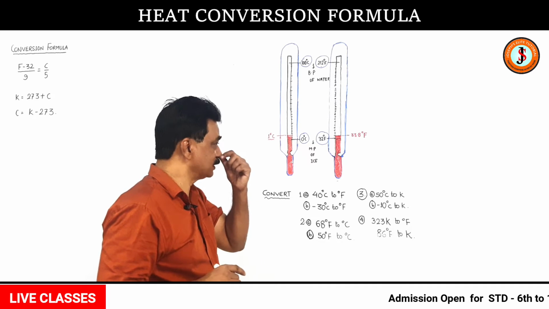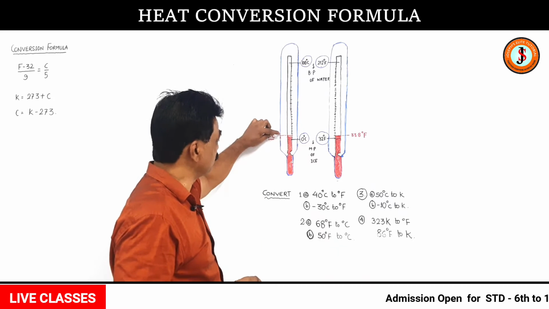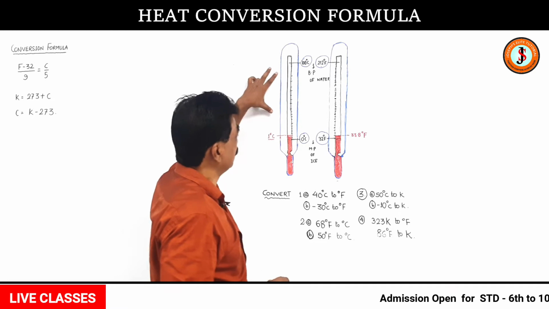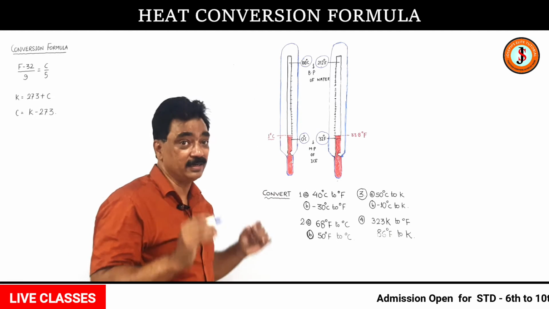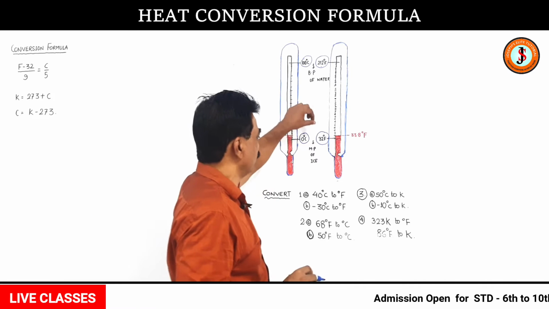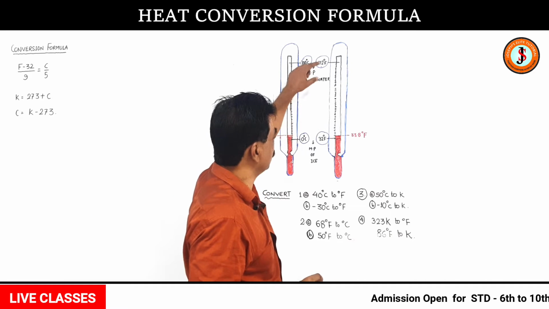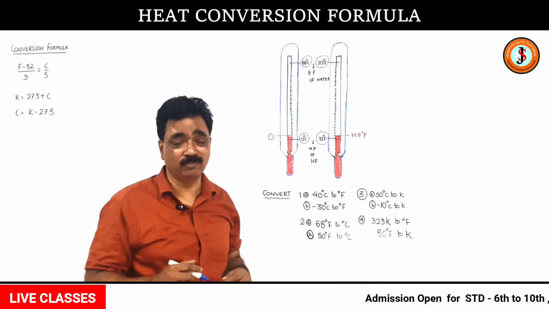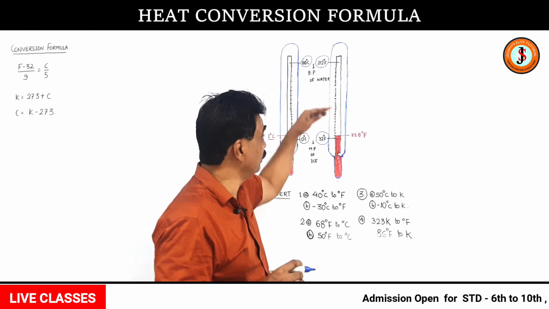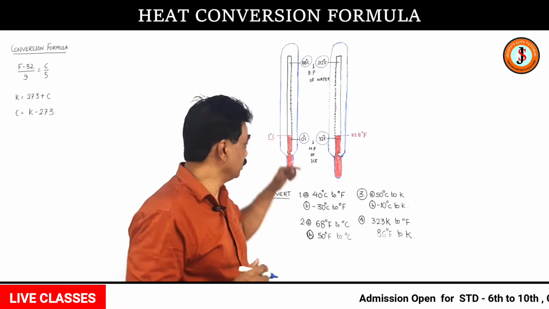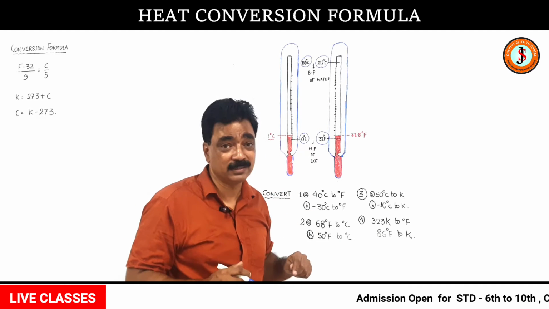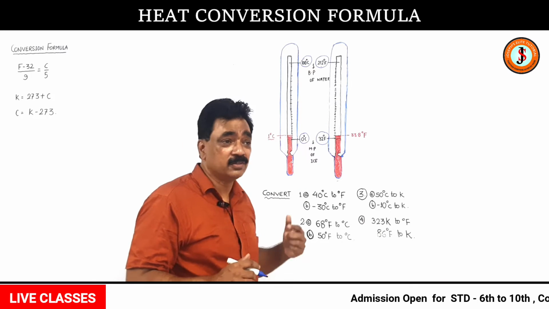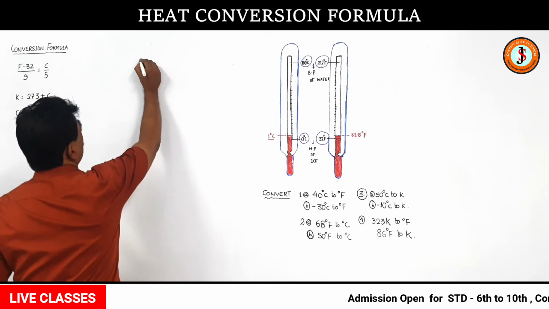Now the next thing: if I check from the melting point of ice to the boiling point of water, there are 100 equal divisions in the centigrade scale, and in the Fahrenheit scale, 212 minus 32, that is 180 equal divisions. So now suppose the mercury rises by 1 degree centigrade, how many degrees Fahrenheit will the mercury rise on the Fahrenheit scale? It's very simple to calculate.